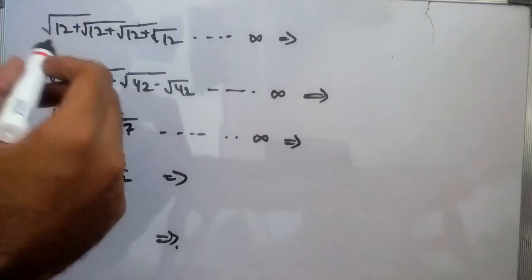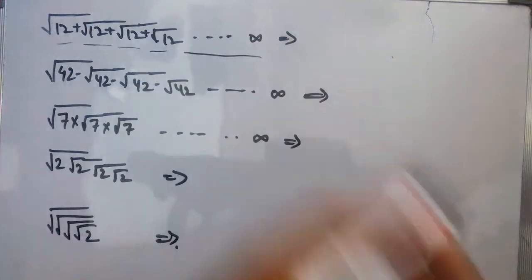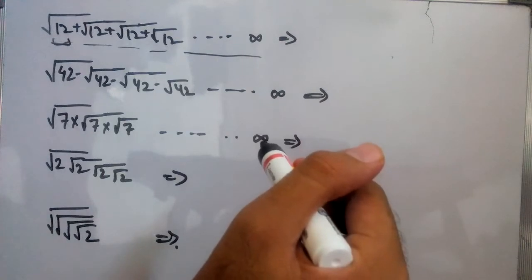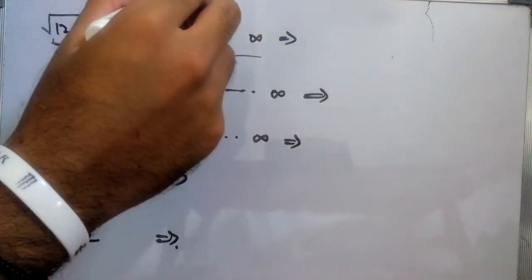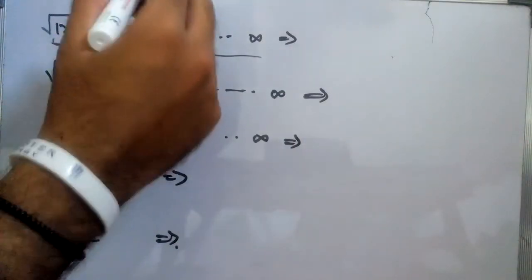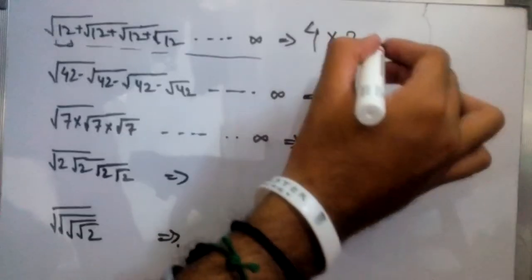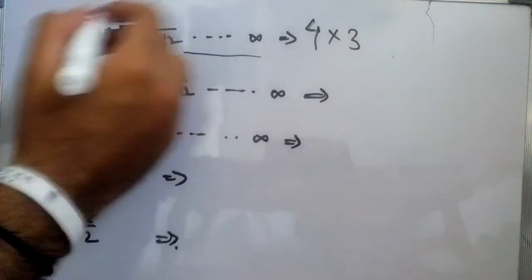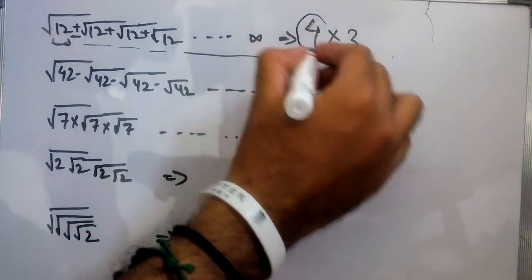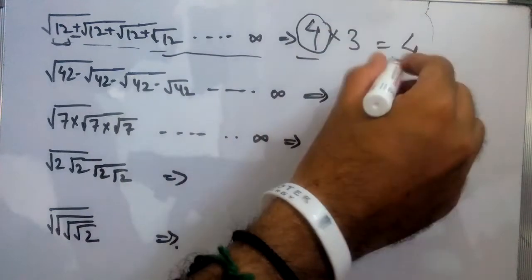This is the question: 12 plus root 12 plus root 12 plus root 12, up to infinity. The number written here is 12. Break this number in such a way that the multiplication of the two digits is 12 and the difference between the two digits is 1. So the two digits which make 12 are 4 and 3, meaning 4 into 3 equals 12. Because of the plus sign, our answer would be 4, meaning the bigger number is our answer. So the answer to this question would be 4.